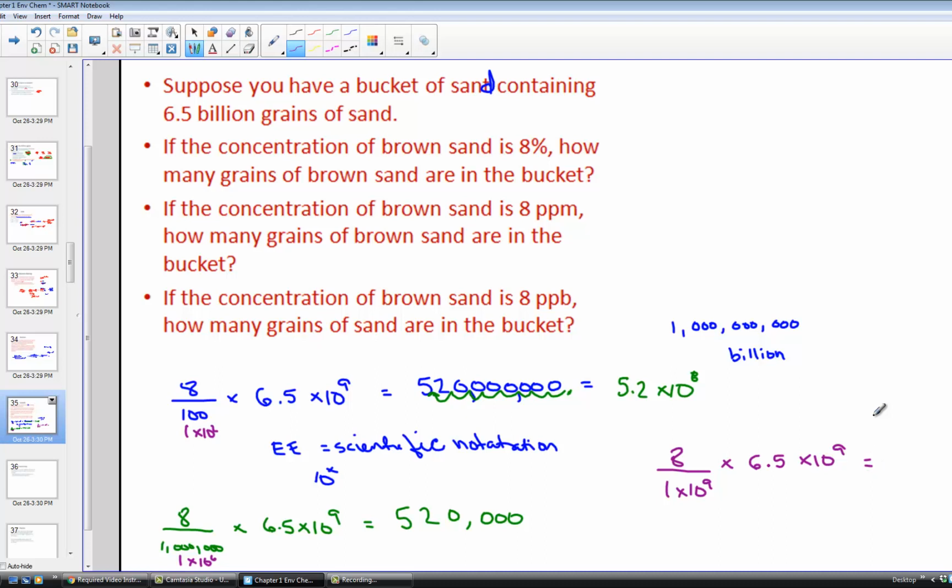8 divided by 1 billion times 6.5 billion, and we get the answer. Oops, I hit that wrong. I'm sorry, 2 is what I hit first. It says 8 divided by 1 billion. I had a calculator error. Times 6.5 billion. And we get 52. That makes sense.